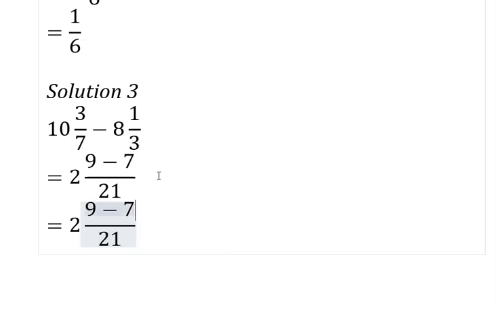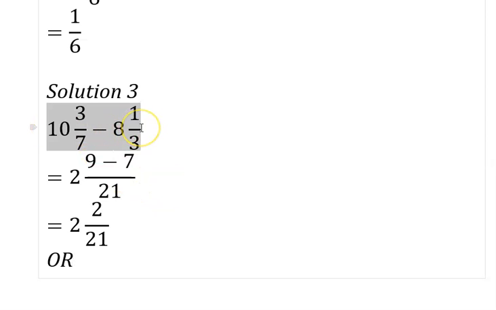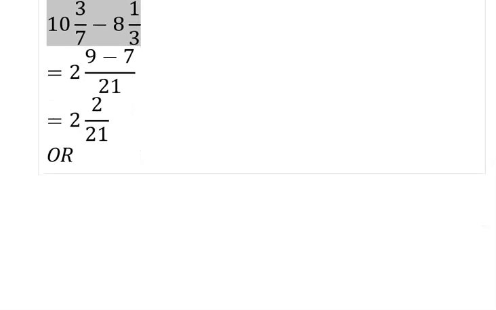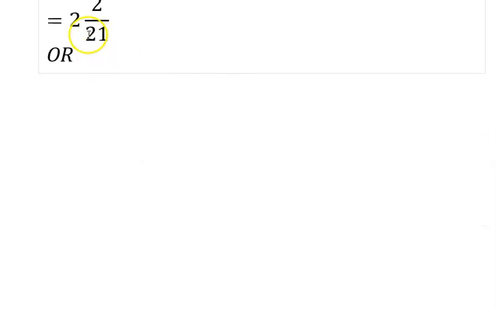Awesome. So if you now say 9 minus 7, it will give you what? 2. These 2 and 21, they cannot cut. So this will be your final answer. 2 over 21. Very easy. Or, you can use another method. Let's see if we will still get our answer to be 2 over 21.